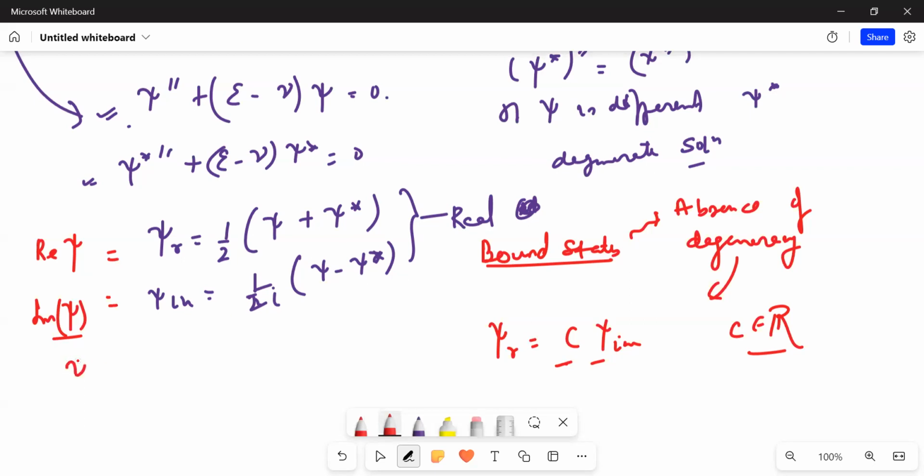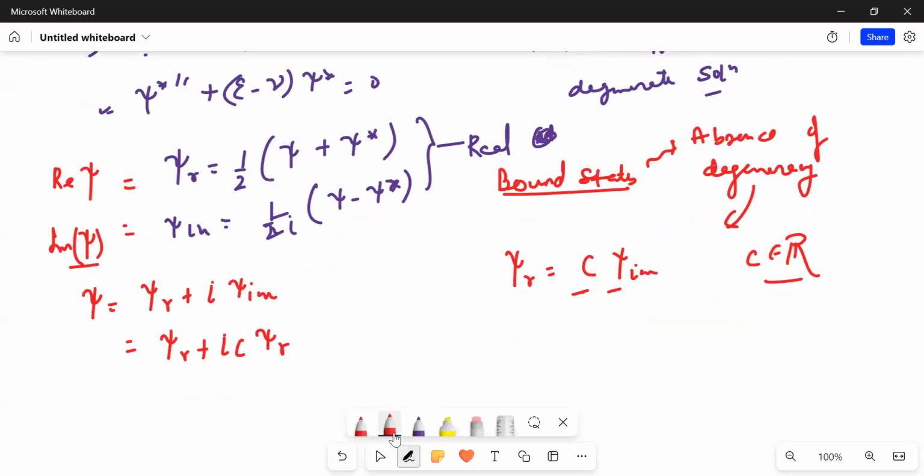So if I want to write, my psi would be what? It is equal to psi_r plus iota psi_im. And at max, what I can do, I can write this as psi_r plus iota c psi_r. I already know that this is equivalent to writing (1 plus iota c) psi_r. And after all, what is 1 plus iota c? It will be something like this: the magnitude times e raised to the power iota theta. Let's say I'll write theta.